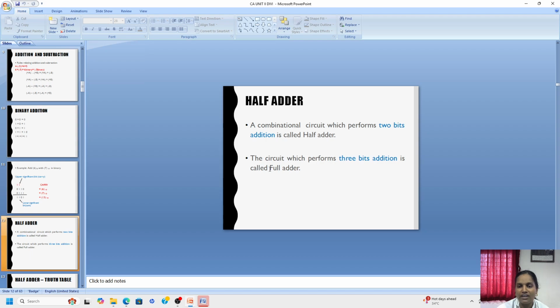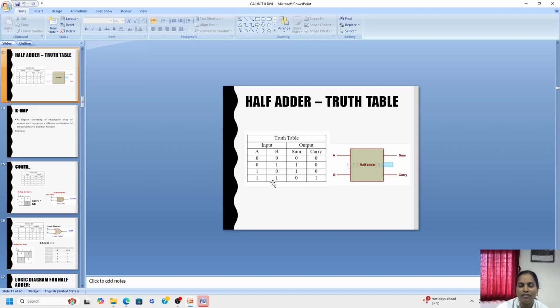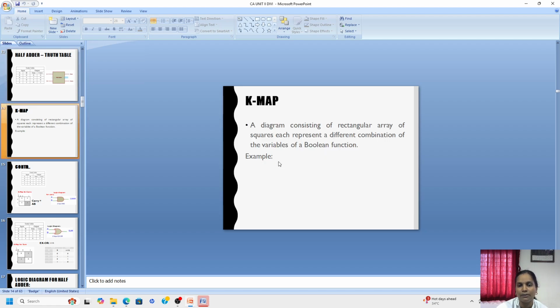The half adder is a combinational circuit which performs the addition of two binary bits. A circuit that performs 3-bit addition is called a full adder. Here is the half adder truth table followed by the logical representation. You need to give two inputs, the values of A and B, to the input of a half adder. It will produce the sum and carry value. This is similar to a table.